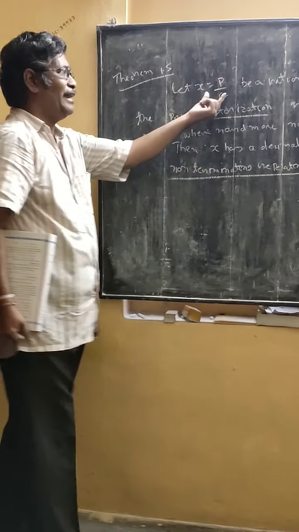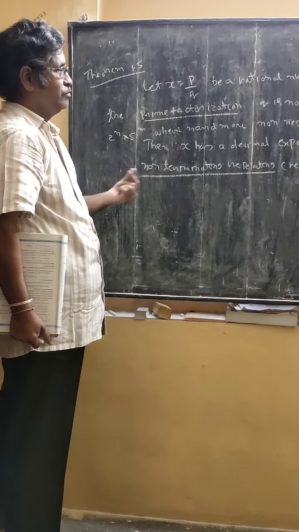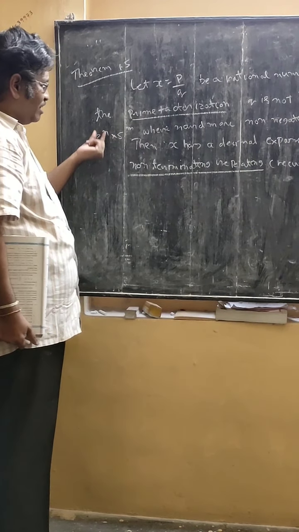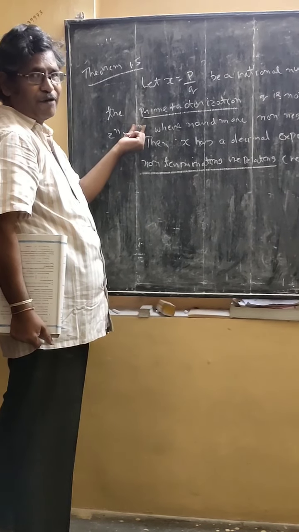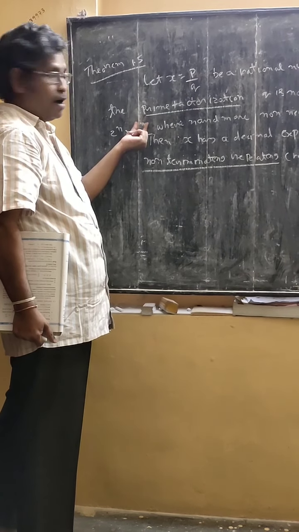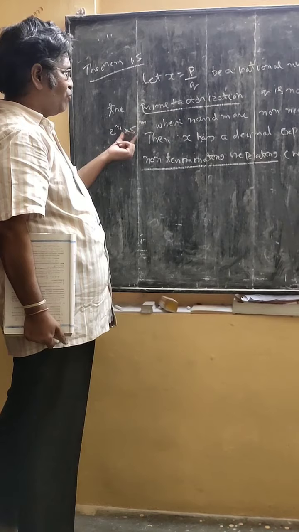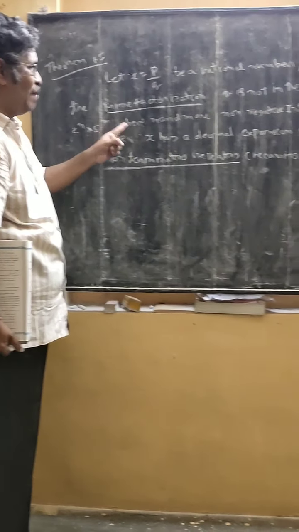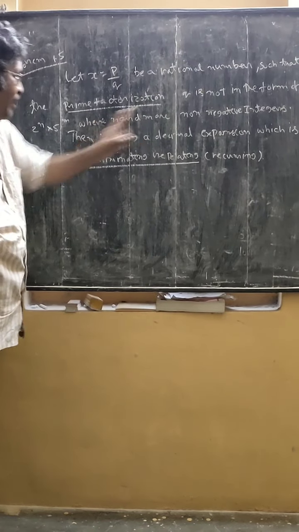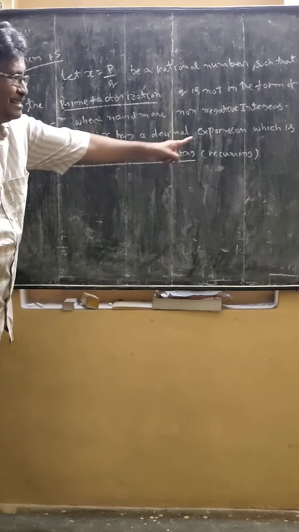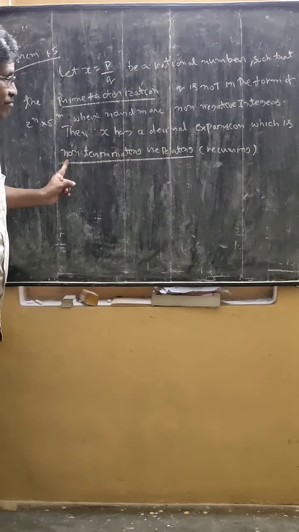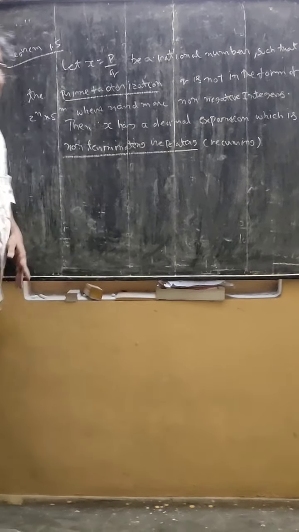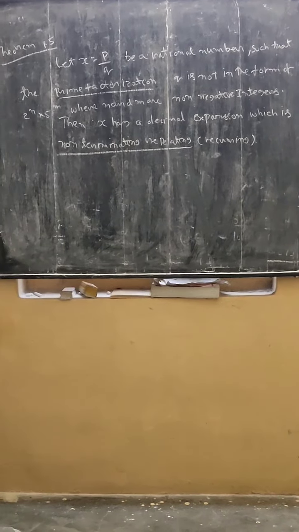Simple one. If you take a rational number p by q, you take the denominator. If the denominator is not in the form of 2 power n and 5 power m, where n and m are non-negative integers, then x has a decimal expansion which is non-terminating and repeating, or recurring.